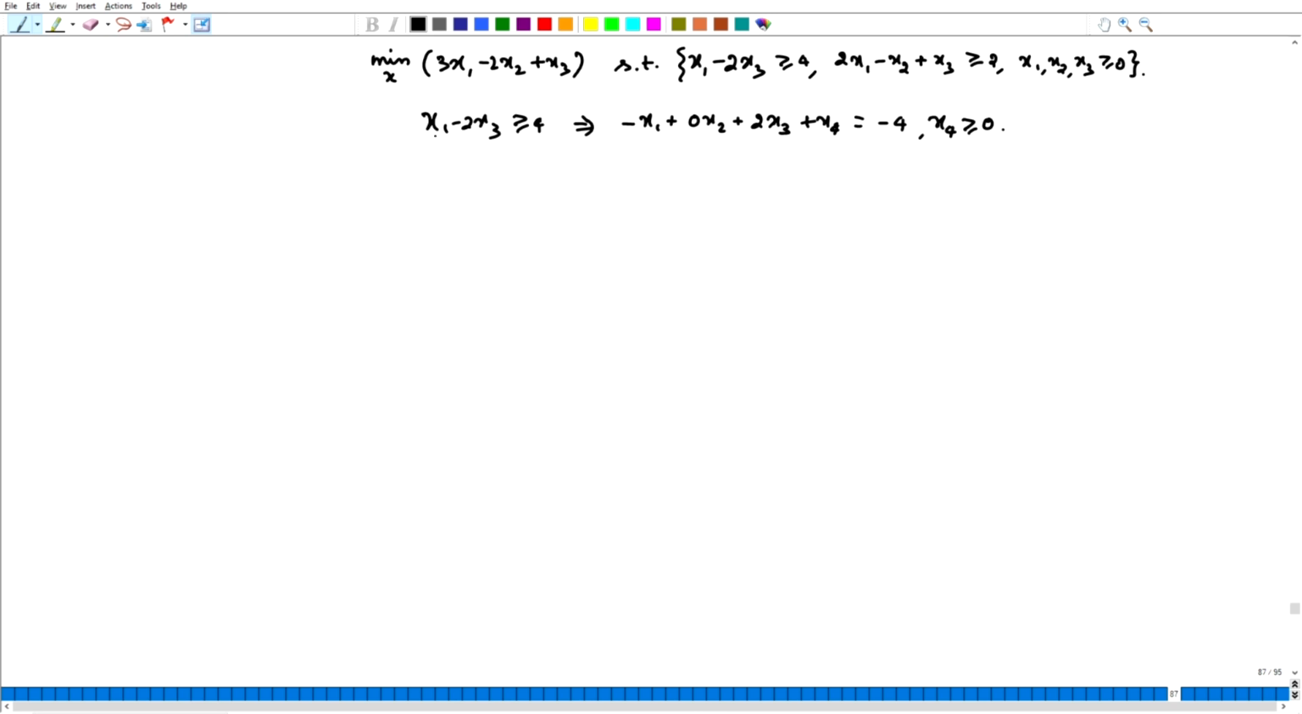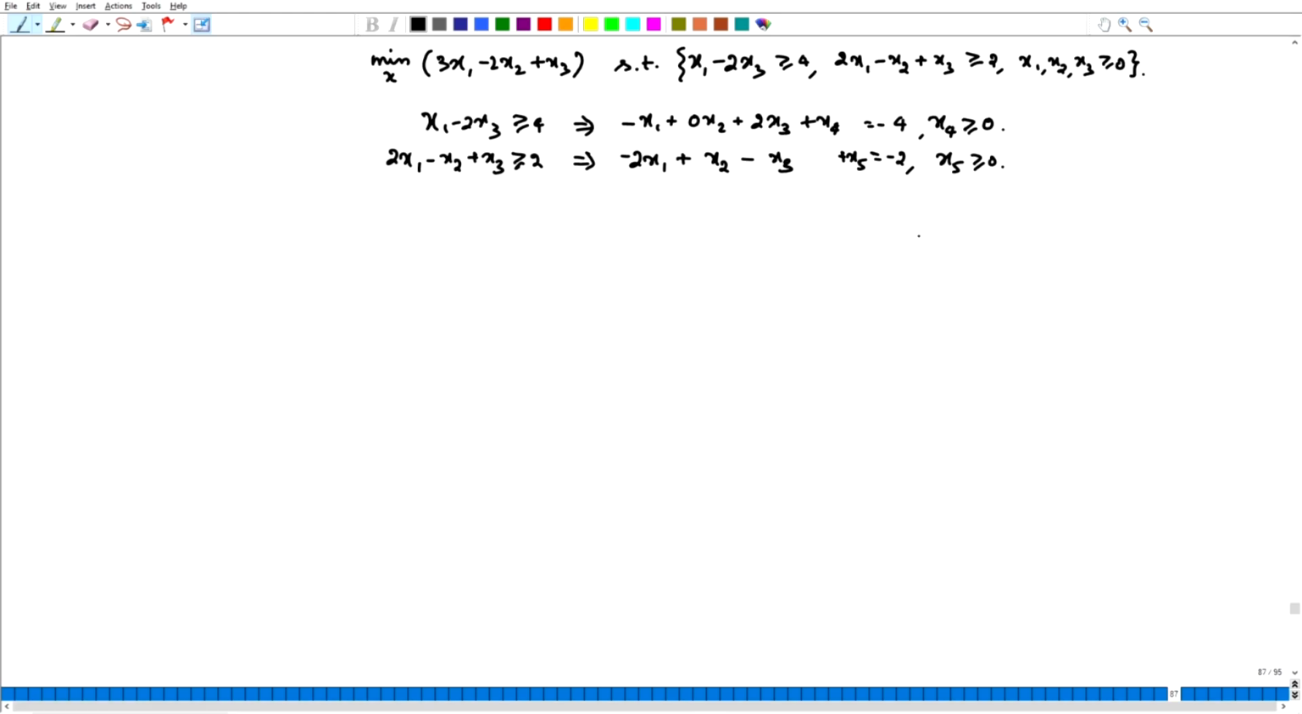So, if you just write this as minus x1 plus 2x3 less than or equal to minus 4, you can add x4, and add x4 greater than or equal to 0 as well. The next one is 2x1 minus x2 plus x3 greater than or equal to 2. So, this becomes minus 2x1 plus x2 minus x3 plus x5 equal to minus 2, where x5 is a new variable, greater than or equal to 0.